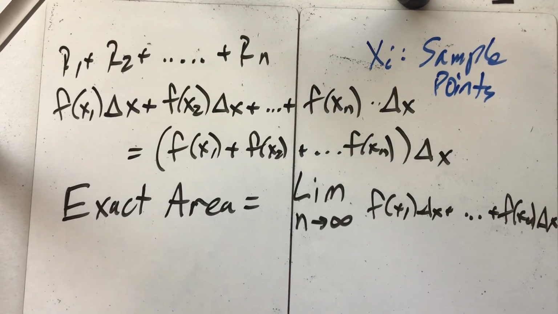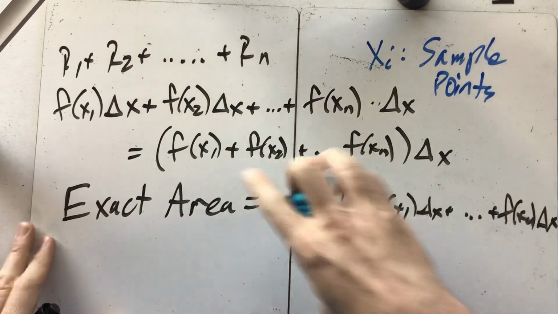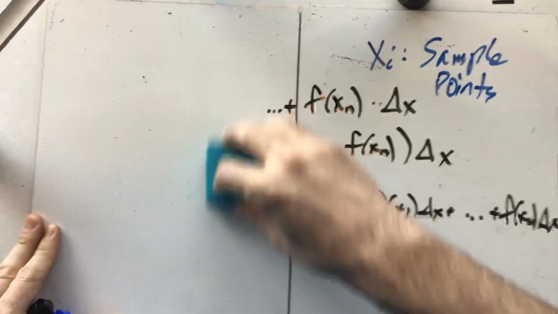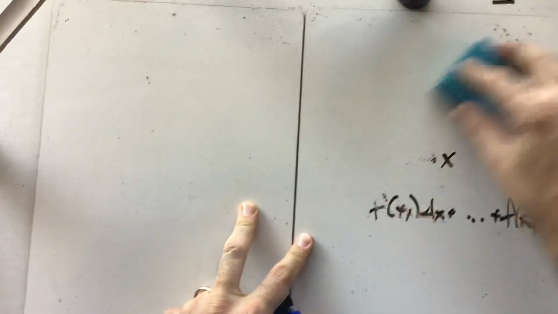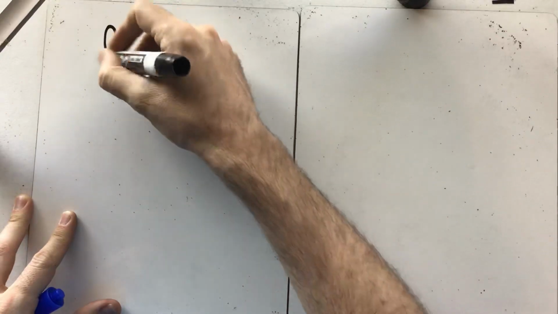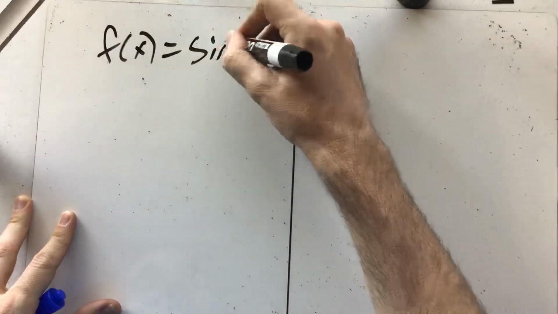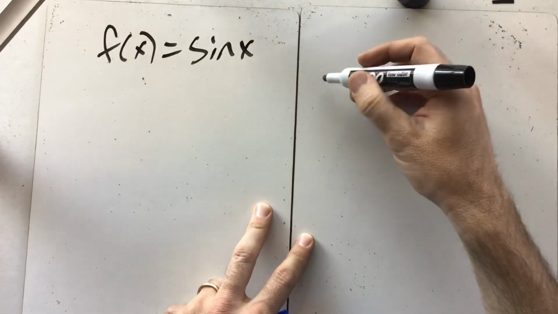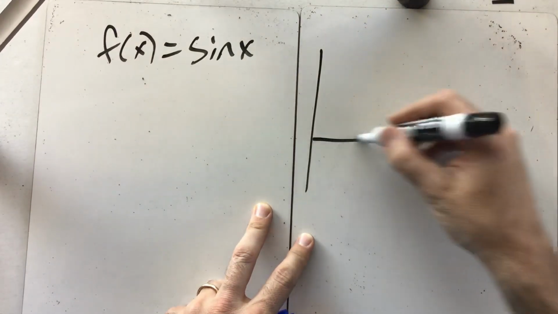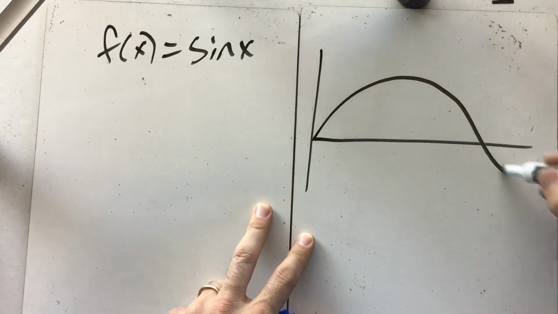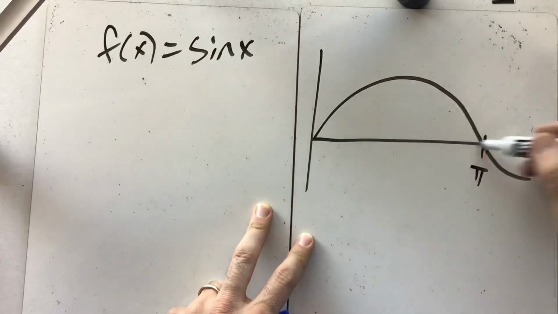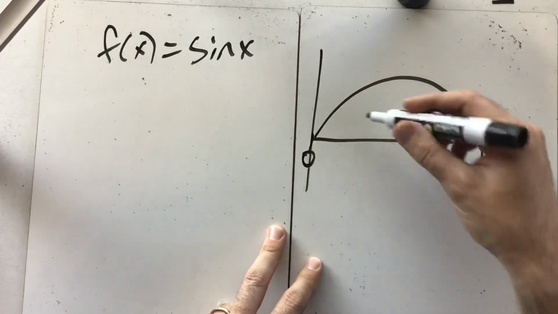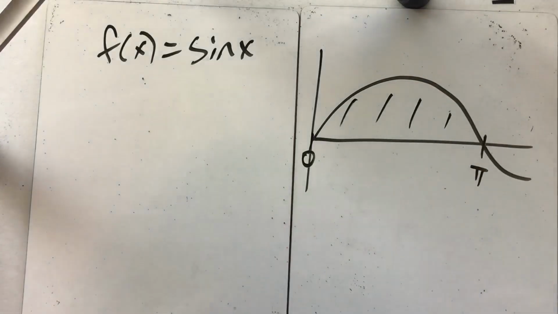Okay, let's do another exercise. Let's do exercise 4.2. And in exercise 4.2, we're going to tackle the exact same problem, but this time we're going to change where our sample points are. So we're going to do sine of x from 0 to pi, and we kind of know what sine of x looks like from 0 to pi. It goes up, and then it comes back down, and so here's pi. So here's our sine of x function. And so we're trying to find this area right here.